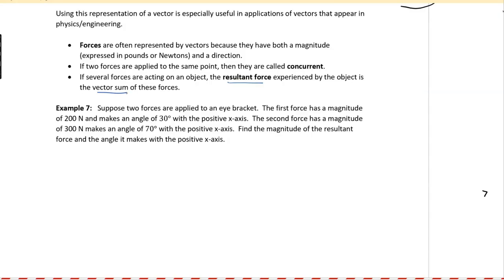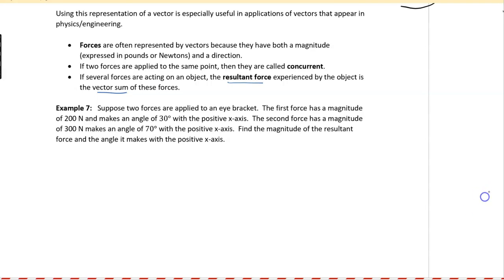Suppose two forces are applied to an eye bracket. The first force has a magnitude of 200 newtons and makes an angle of 30 degrees with the positive x-axis. The second force has a magnitude of 300 newtons and makes an angle of 70 degrees with the positive x-axis. We're going to find the magnitude of the resultant force and the angle that it makes with the positive x-axis.